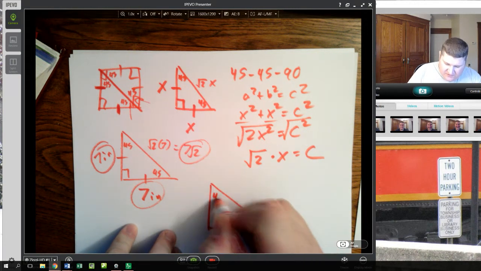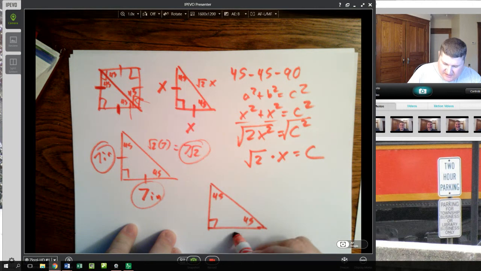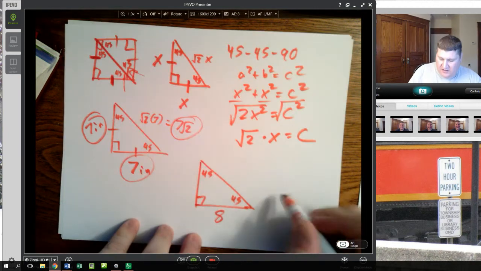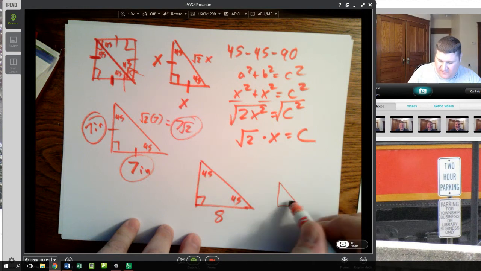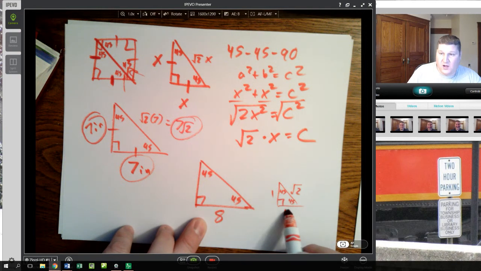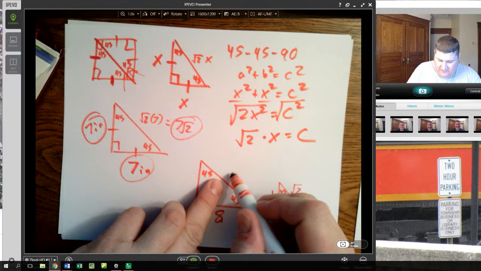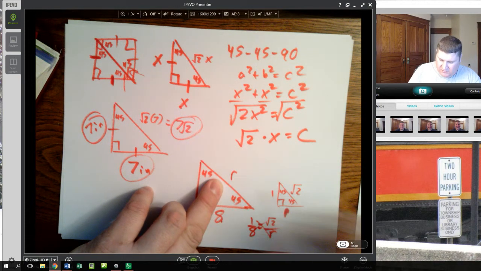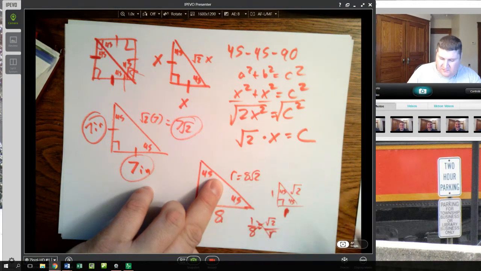If I have a 45, 45, 90, and this side is 8, I don't even have to have another triangle. I know my generic 45, 45, 90 is 1, 1, root 2. So I can say 1 is to 8 as root 2 is to R. And I can cross multiply and I get 8 root 2.